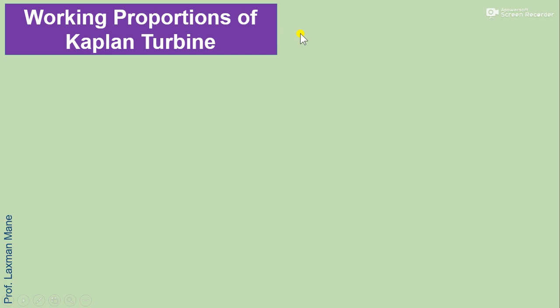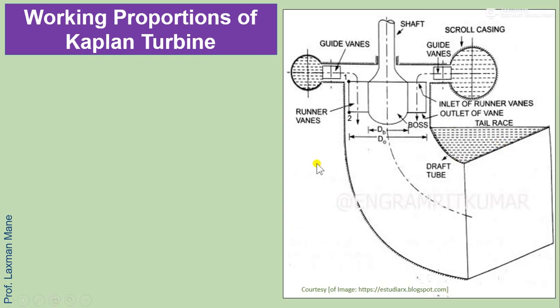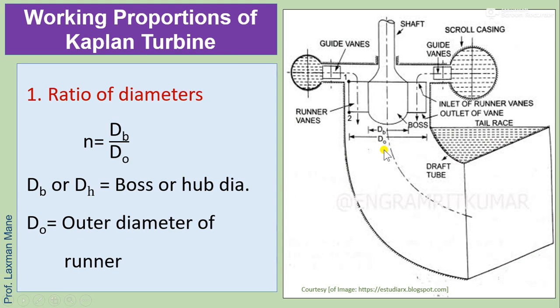Now we will see working proportions of Kaplan turbine, which are required in solving numericals. So in this diagram we can see two diameters. This is outer diameter, that is DO, that is called as runner diameter, and this is DB, that is boss or hub diameter. So ratio of boss diameter to outer or runner diameter is indicated by letter N.